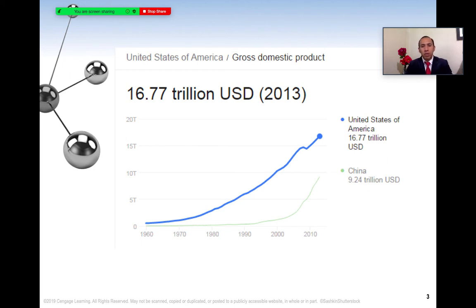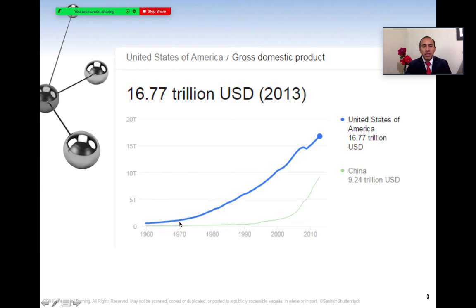In this case, we have the United States gross domestic product from 1960 all the way to 2013, indicated by the blue curve that is upward sloping. That indicates that the level of output of the United States has consistently increased, and the value of output has increased over the last 40-50 years in the economy.